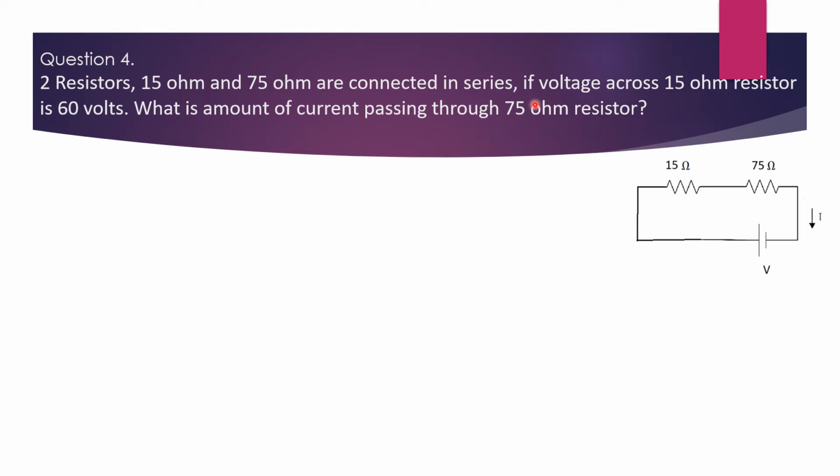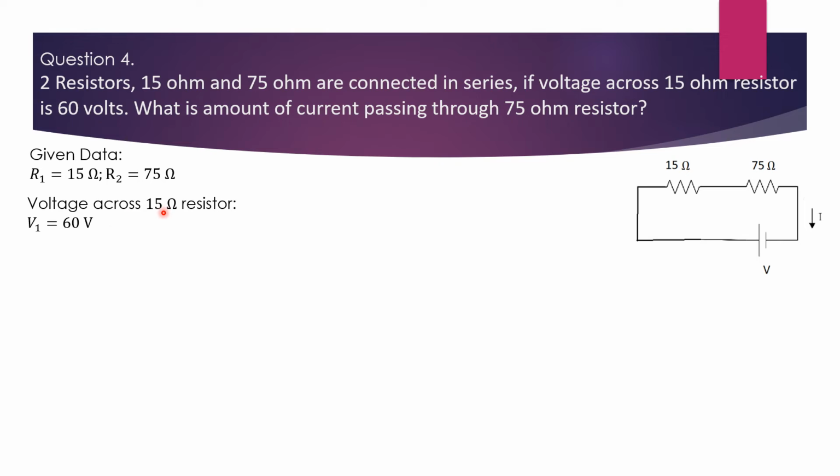Question 4. Two resistors 15 ohm and 75 ohm are connected in series. If voltage across 15 ohm resistor is 60 volts, what is the amount of current passing through 75 ohm resistor? Given data is R1 is equal to 15 ohm, R2 is equal to 75 ohm, both connected in series. This is the circuit which will be formed by these two resistors with the voltage source here.